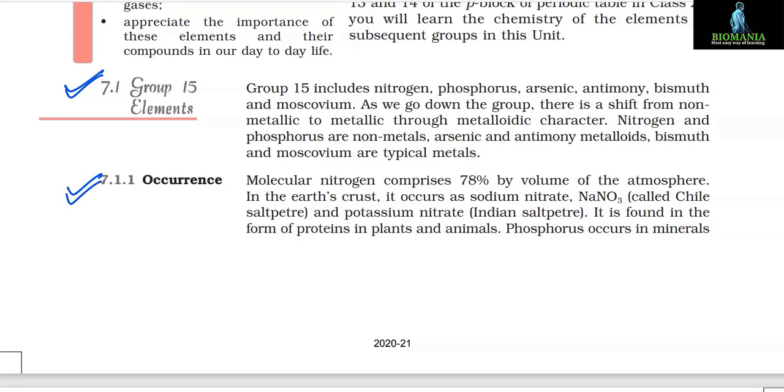7.1.1 Occurrence. Molecular nitrogen comprises 78% by volume of the atmosphere. In the Earth's crust, it occurs as sodium nitrate, NaNO3, called Chile saltpetre, and potassium nitrate, that is Indian saltpetre. It is found in the form of proteins in plants and animals.